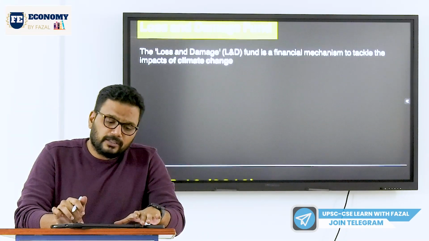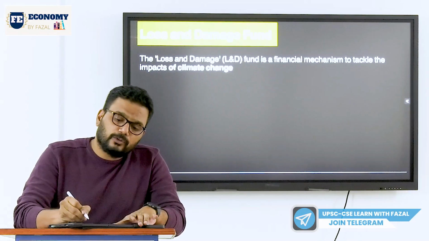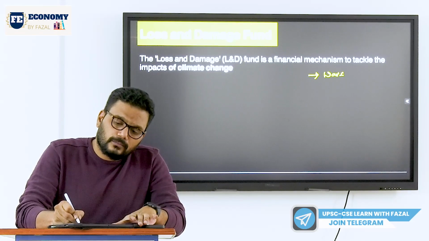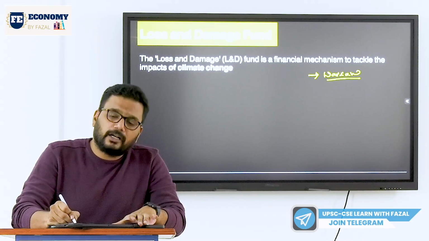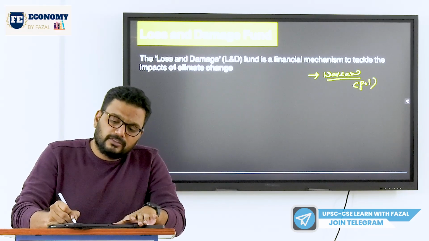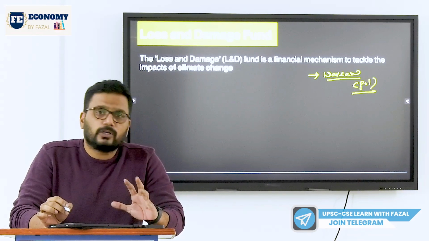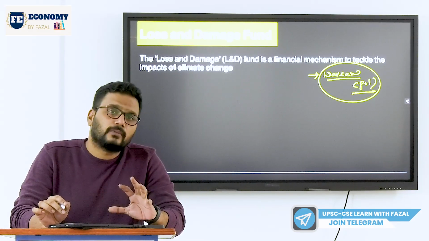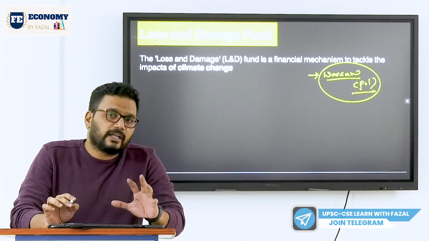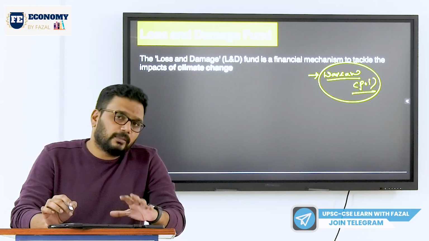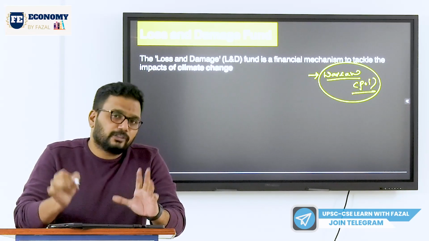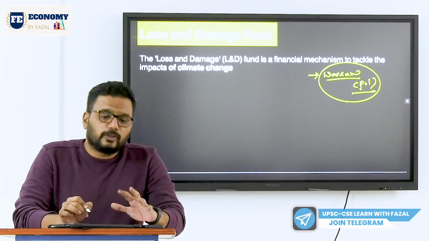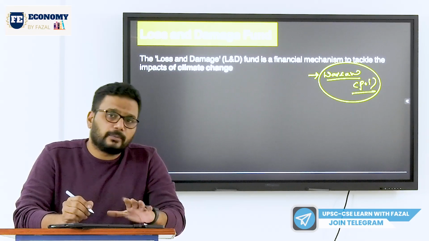You have to understand here, the loss and damage was basically an initiative of Warsaw. Warsaw is in Poland. In this COP, the countries came forward and thought they would make an initiative. This initiative can help make a fund called the loss and damage fund. This fund will help those countries which are actually facing the negative impacts of global warming and climate change because of the mechanisms or measures taken by the developed countries.